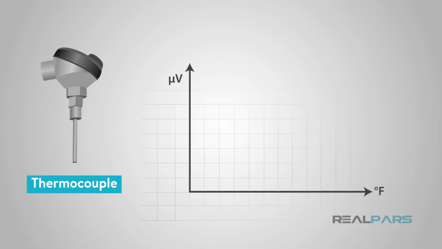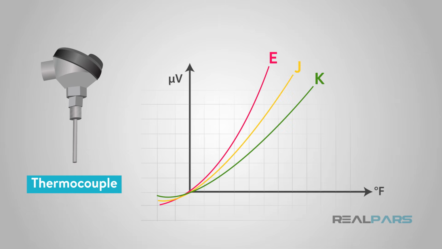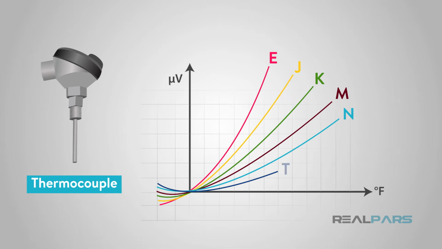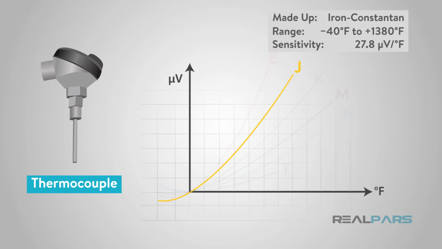Based on the range of temperature measurement, sensitivity, and some other factors in each application, different types of thermocouples are available. For example, E, J, K, M, N, T, and so on. For instance, Type J is made up of an iron-constantan combination, with a range of -40 degrees Fahrenheit to positive 1,380 degrees Fahrenheit, and a sensitivity of about 27 microvolts per degree Fahrenheit.